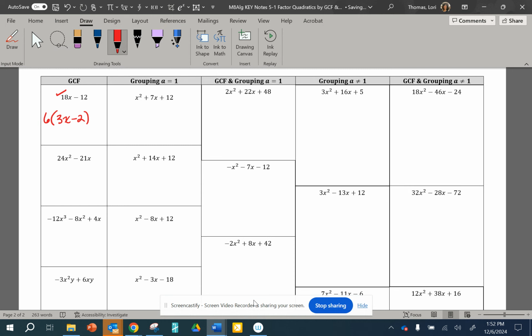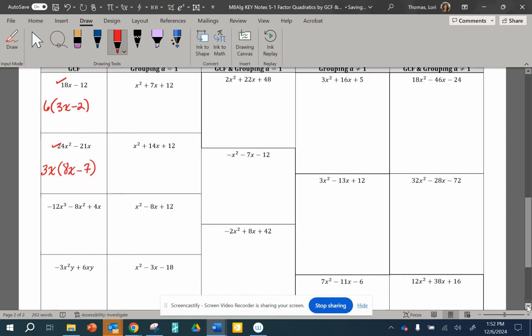The next one we have here, we can factor out a 3x. Each term has a 3 and an x to factor out. So 3x is going to be the greatest common factor. When we divide 24x squared by 3x, we have 8x minus 7. And again, I could redistribute the 3x and multiply by each term to get back what we started with.